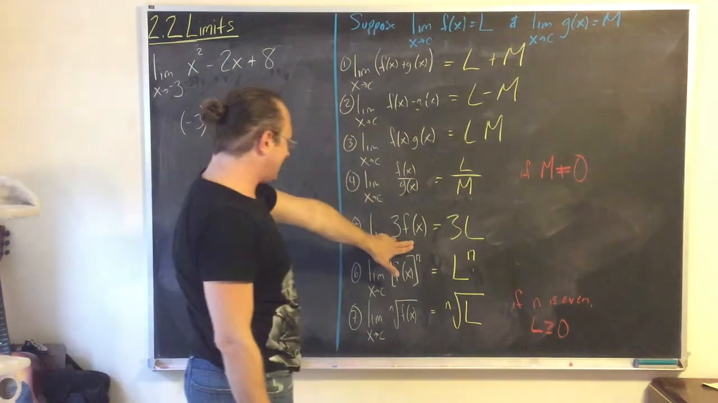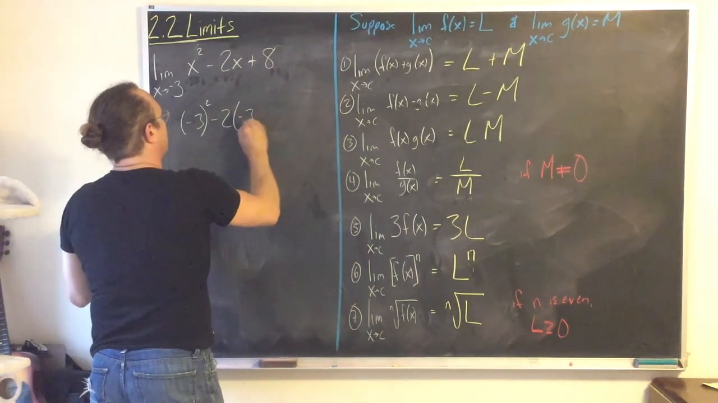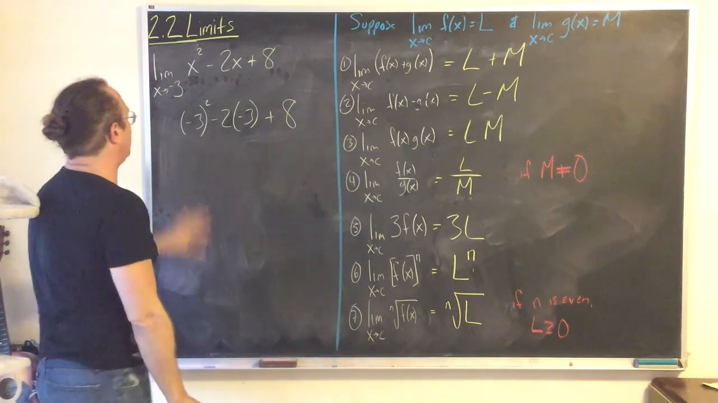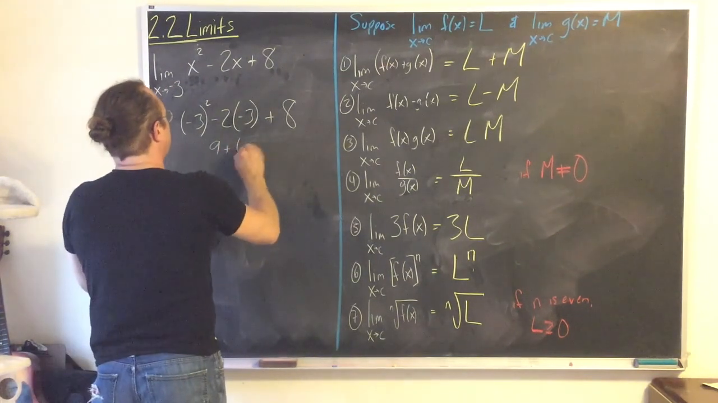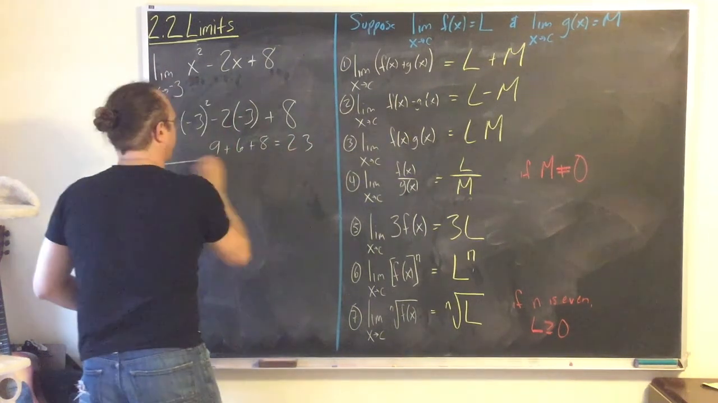Now if I have a constant out front, the constant just comes along for the ride. The x gets close to -3. And of course the 8 is always 8 regardless of the limit. So we get 9 plus 6 plus 8, which is 23.